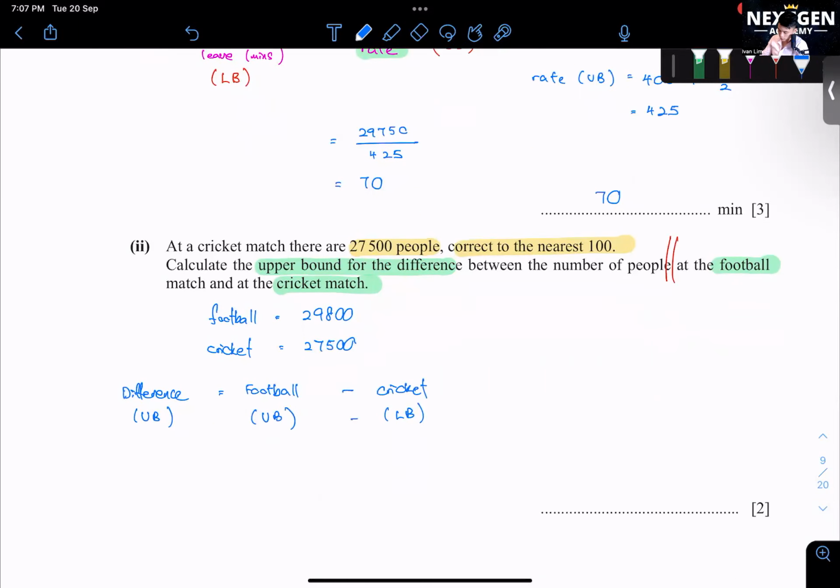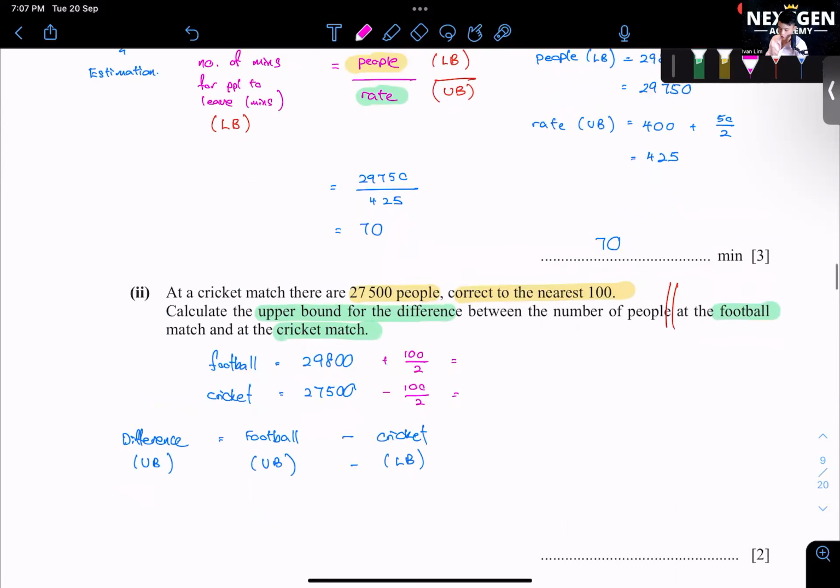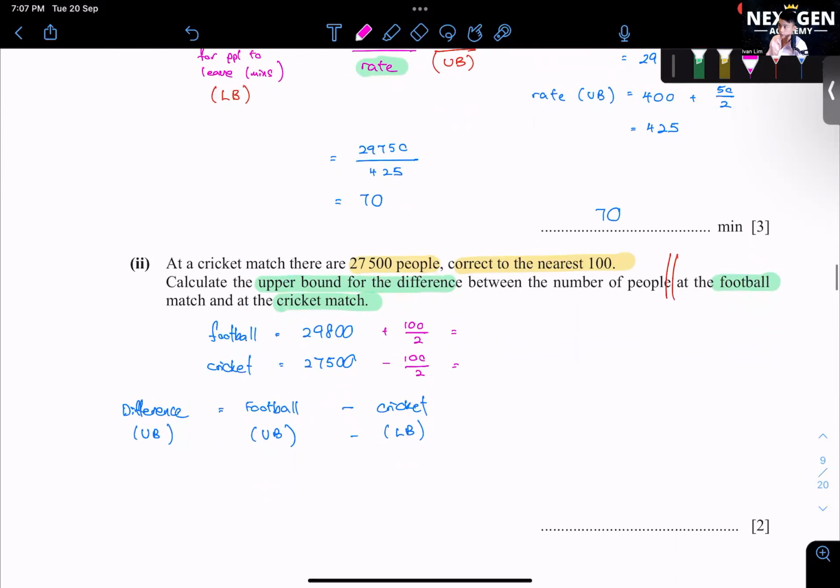So that means I need to find the upper bound of football, which will be plus 100 over 2, and the lower bound of cricket, which will be minus 100 over 2. All this is just formulas only. If you don't know what I am talking about, go to 1.3 and watch the entire video there, you will get your answers and all the explanation. So 29800 plus 50, you'll get 29850.